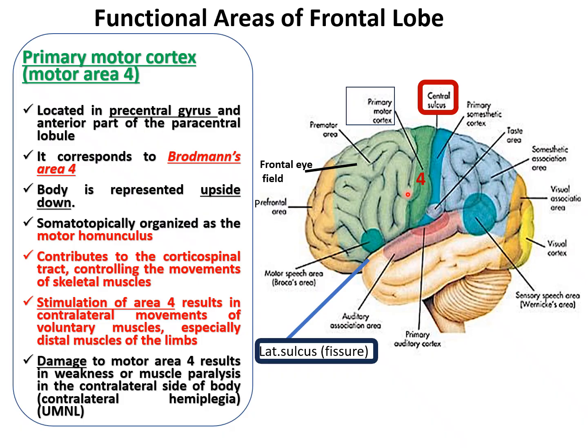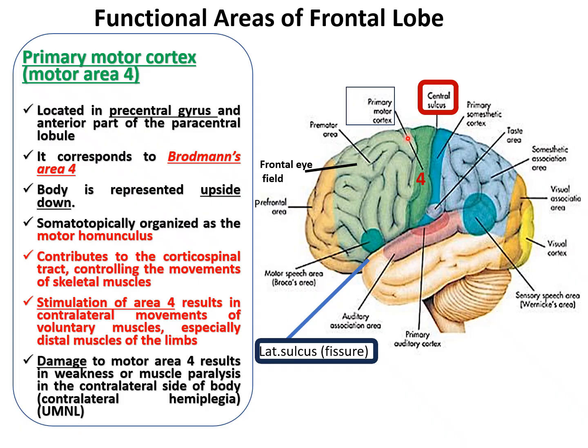Area 4 is the primary motor area, which controls the skeletal muscles, or controls the movements of the opposite side, or contralateral side, of the body. Damage of area 4 results in paralysis or weakness of the contralateral side of the body. We call it contralateral hemiplegia, which is an upper motor neuron lesion.